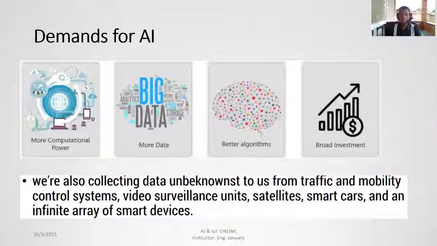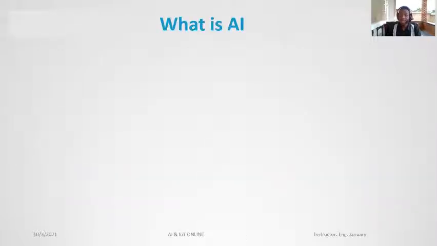We have big data. When we say big data, we have a stream of data coming from sensors, traffic lights, video surveillance, satellites, cars, and so on. So we need a huge tool which could help us analyze data in real time and in less time. We have data algorithms that we didn't have before. Also, there is broad investment: more companies, governments, and institutions are trying to invest in AI. So what is AI, guys?